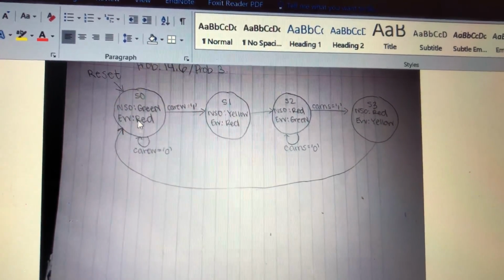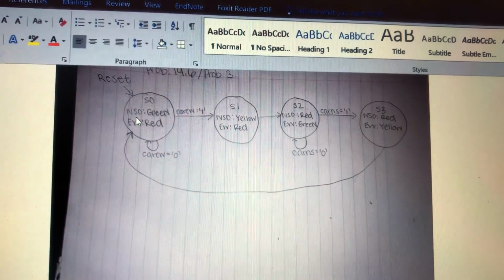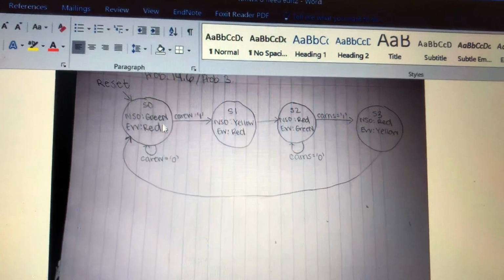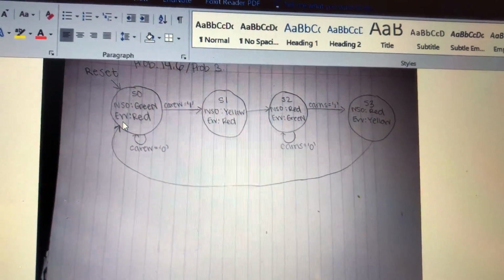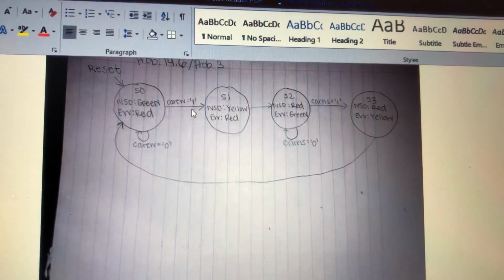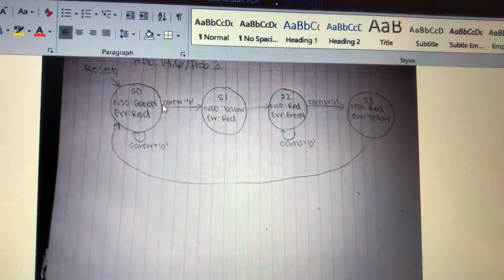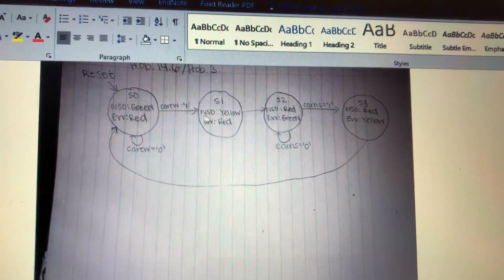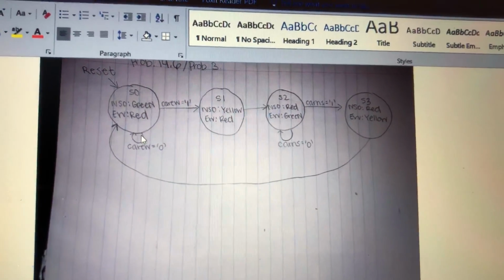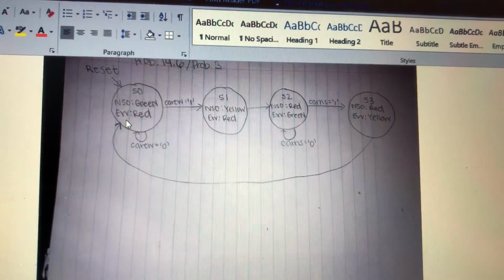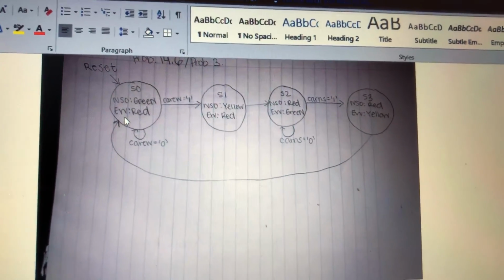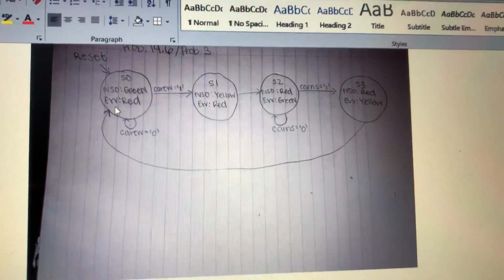We're going to start with north-south at a green light, while the east-west will remain red. If a car is detected, then north-south will start to transition to a yellow light. Otherwise, the north-south direction will just stay green.